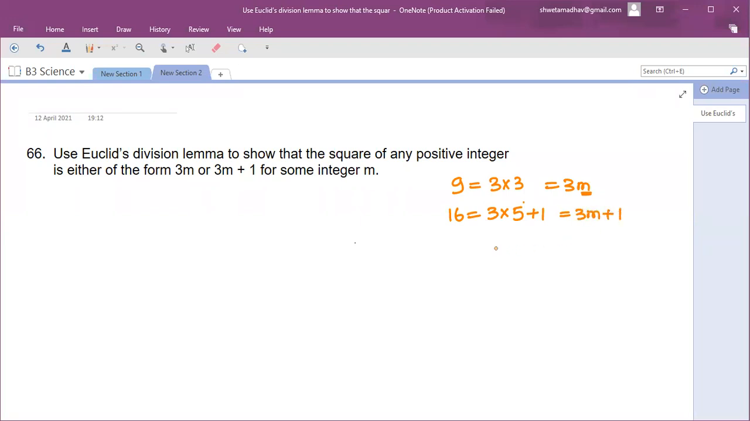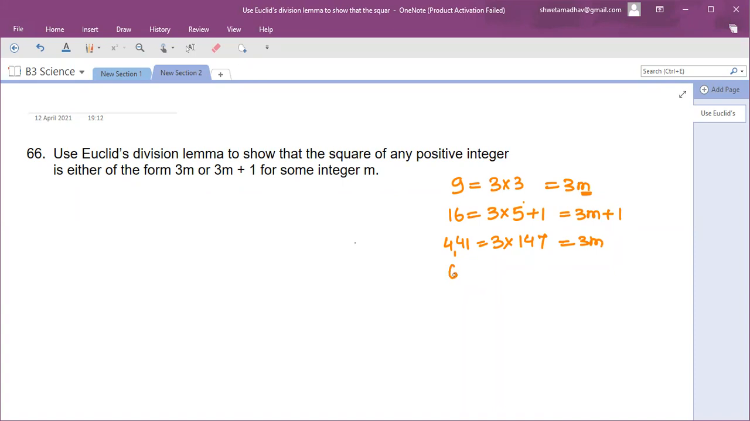Next one. Any other? 441. Okay, let me try with 441. Now 21 divided by 3: 3 ones are 3, 3 fours are 12, 3 sevens are 21, so 147 into 3. No remainder. So it is of the form 3m. Any other square number?